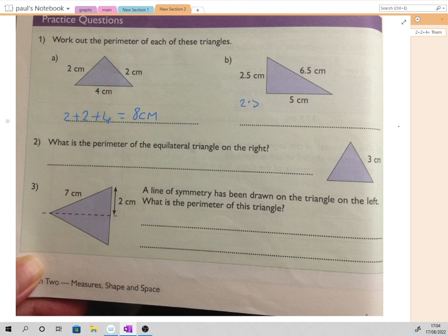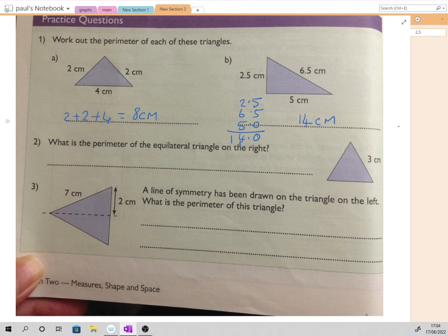And I'll go 2.5, 6.5, and 5.0, just to keep things tidy. 5 and 5 are 10. Don't forget the dot. 2, 8, 13, 14. So 14 centimeters.